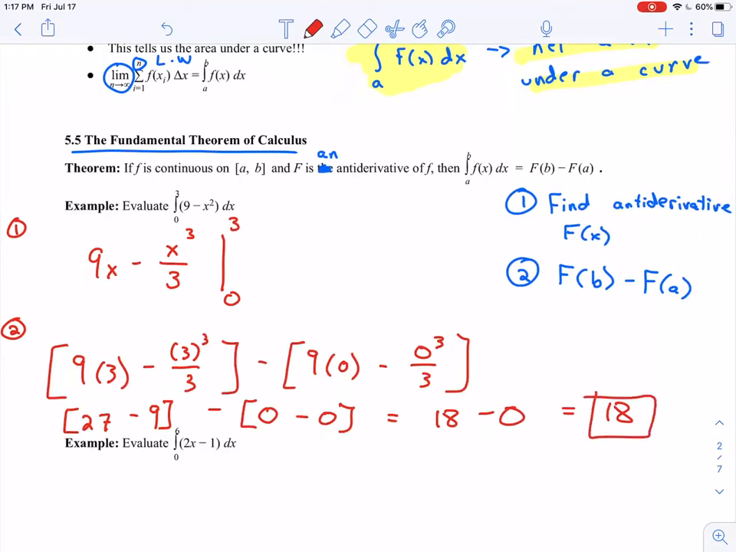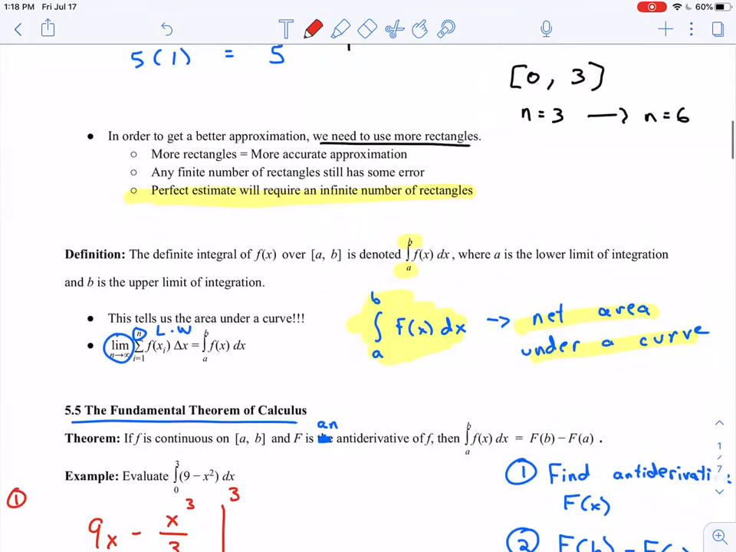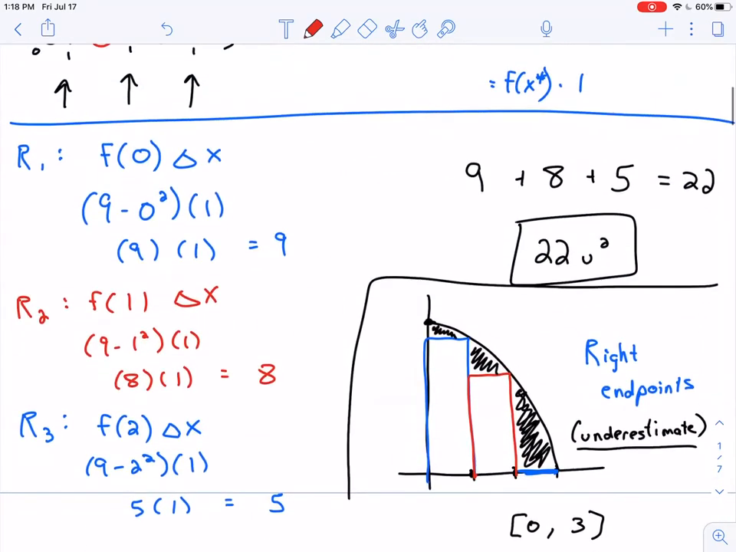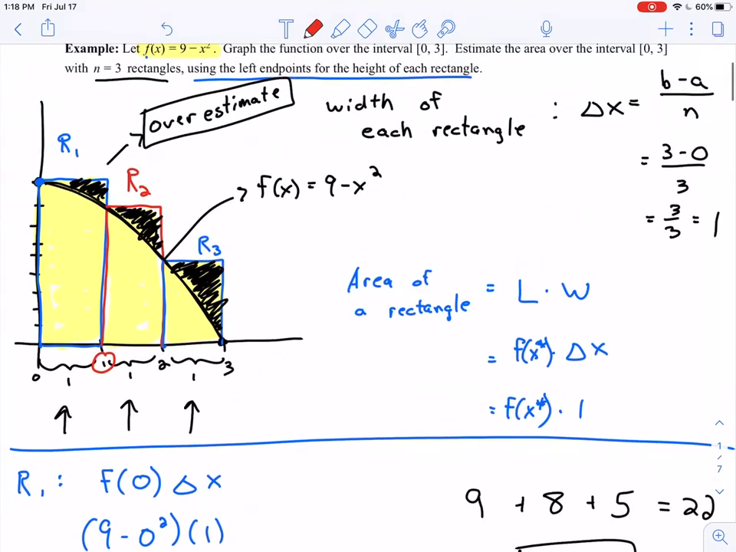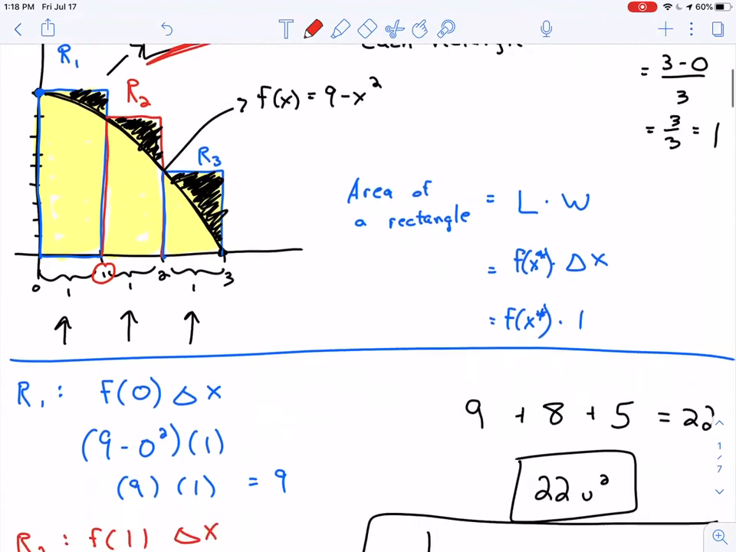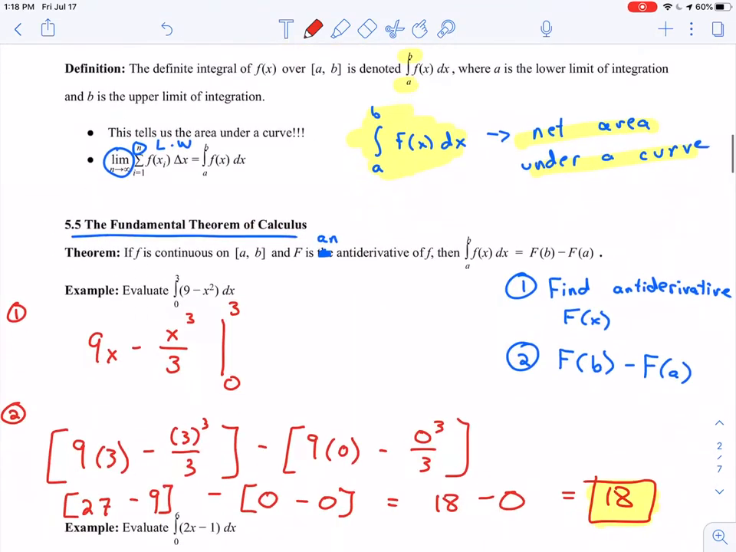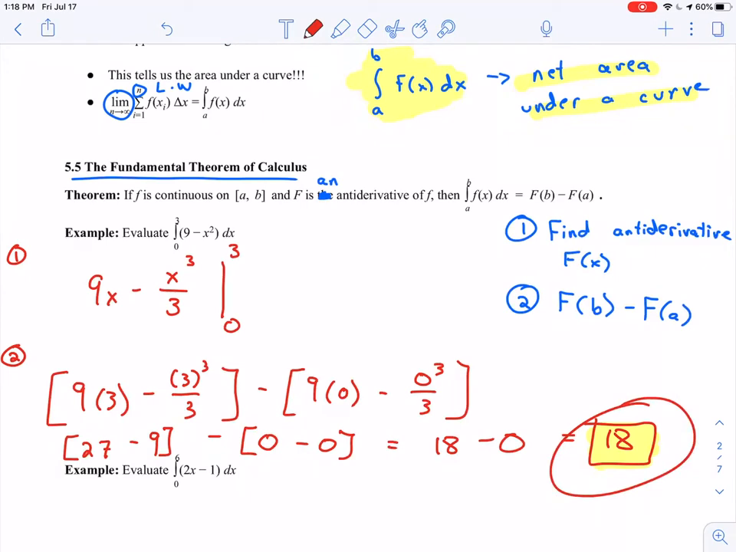So the area bounded by my function, 9 minus x squared, and the x-axis is actually equal to 18 square units. Let's check our answer with our approximation. We said in the last example, we approximated the area to be 22 units squared, and we said that was an overestimate. So we said 22, that's too high. We went and found the actual area under the curve, 18. Yep, that is absolutely less than 22.